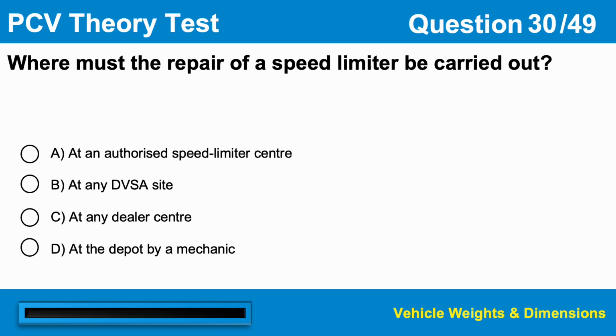Question 30. Where must the repair of a speed limiter be carried out? A. At an authorised speed limiter centre. B. At any DVSA site. C. At any dealer centre. D. At the depot by a mechanic.